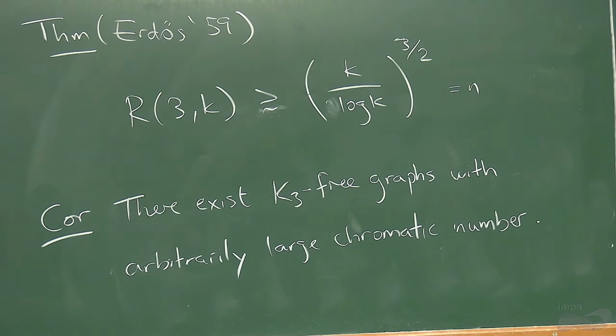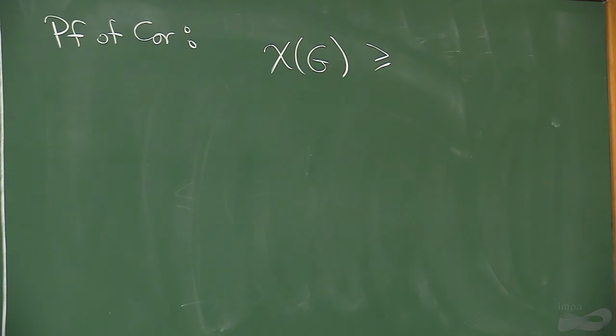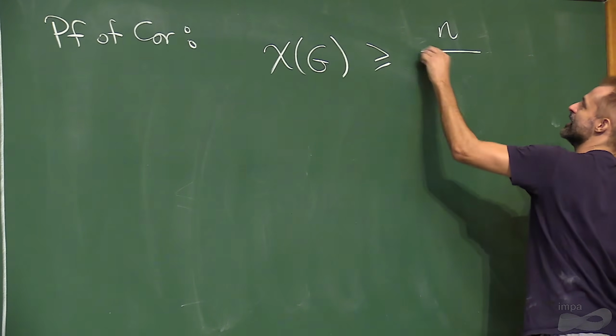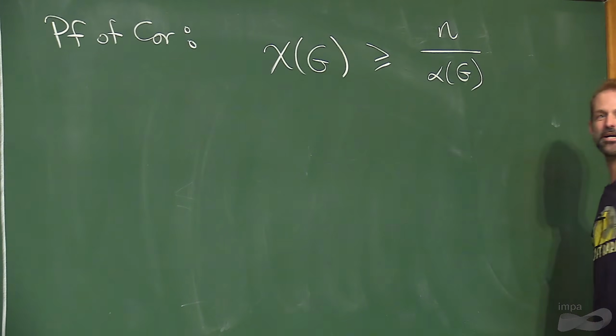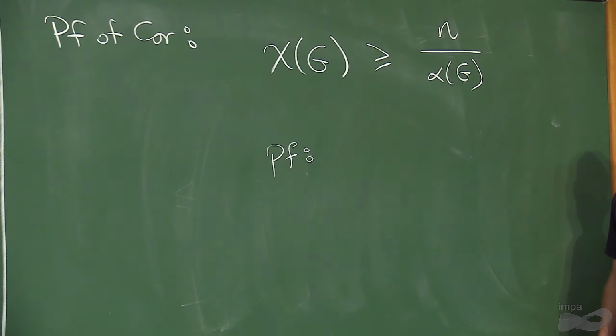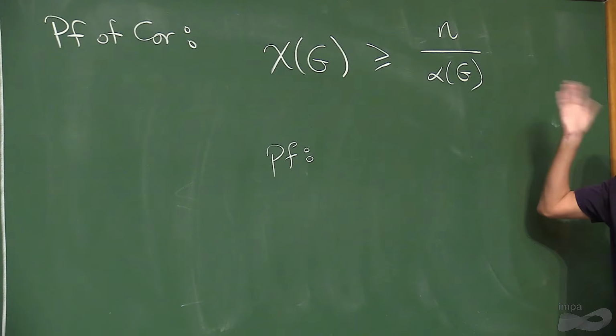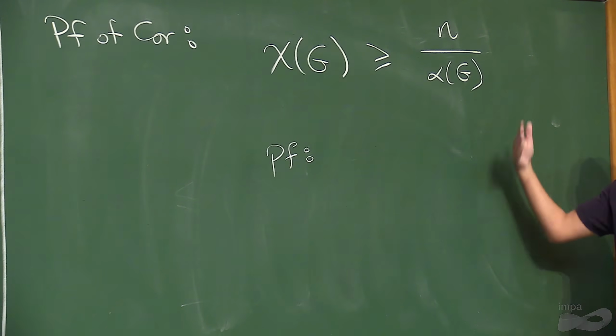We want a lower bound on the chromatic number of a graph. What lower bounds do you know on the chromatic number of a graph? One is the clique number. Okay, not that one. Exactly. It's at least n over alpha. And why is this true?